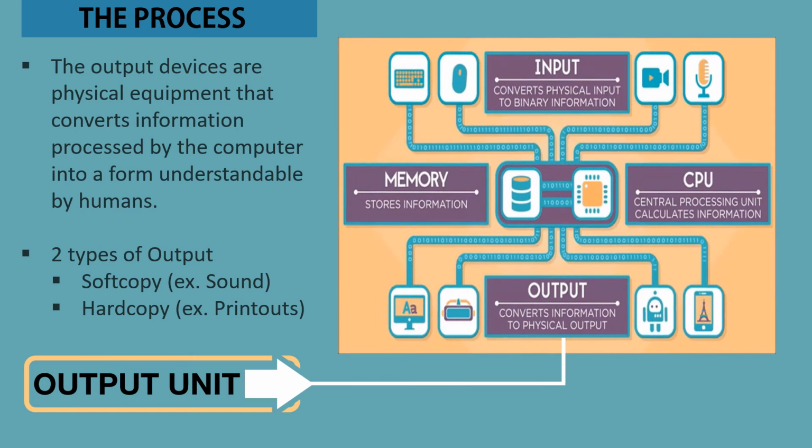We have two types of output: the soft copy and the hard copy. A basic example of a soft copy is sound. There is an output, you can hear the sound, but you cannot touch the sound. A hard copy is the opposite of the soft copy, and a basic example is a print out. Using the printer, you're able to print a paper with a picture, which is what we call the hard copy.